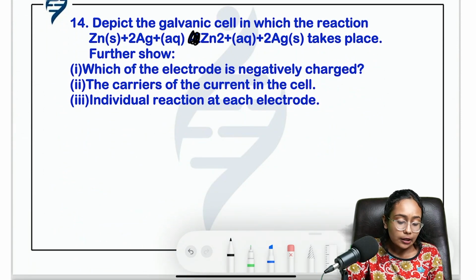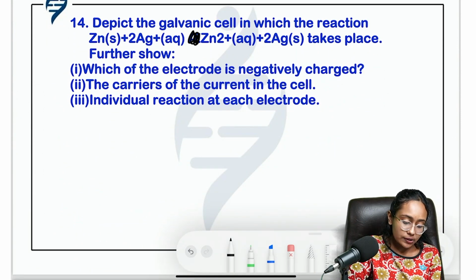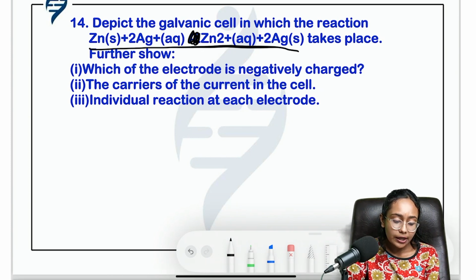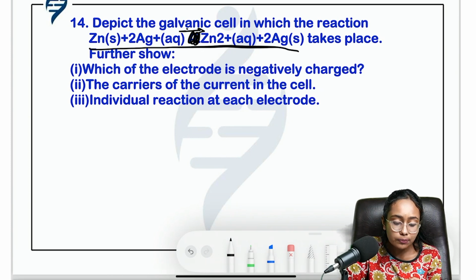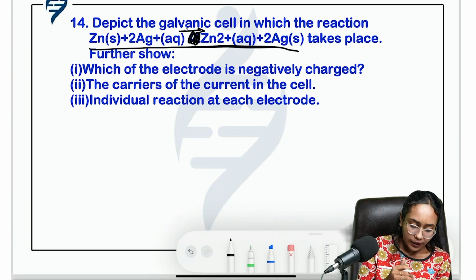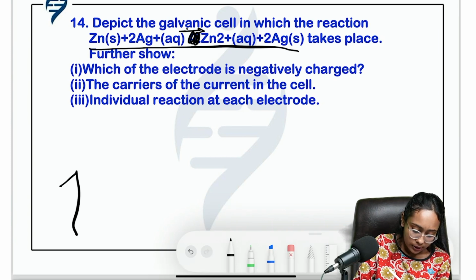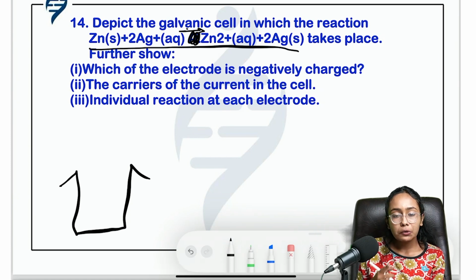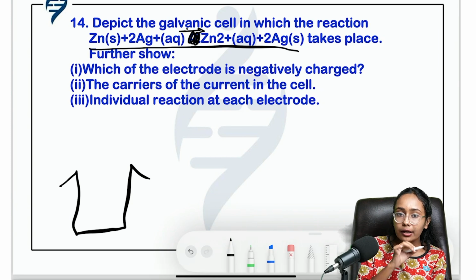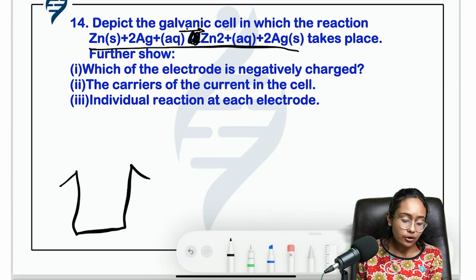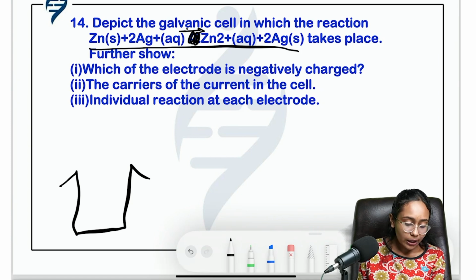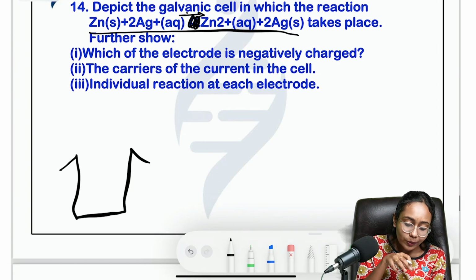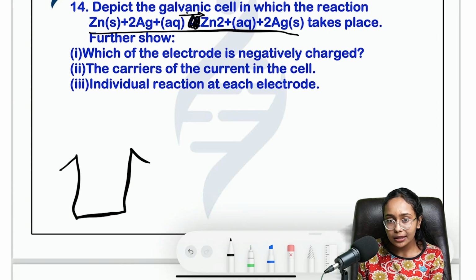Depict the galvanic cell in which the reaction takes place. The reaction is already given here. Zn plus 2 Ag+ gives Zn2+ plus 2 Ag. So we have to draw the galvanic cell. You know what is a galvanic cell, right? Galvanic cell is a type of electrochemical cell where chemical reactions are used so as to produce electricity, or chemical energy is converted to electrical energy in galvanic cells. Such a galvanic cell is going to be constructed here using the given balanced chemical equation.